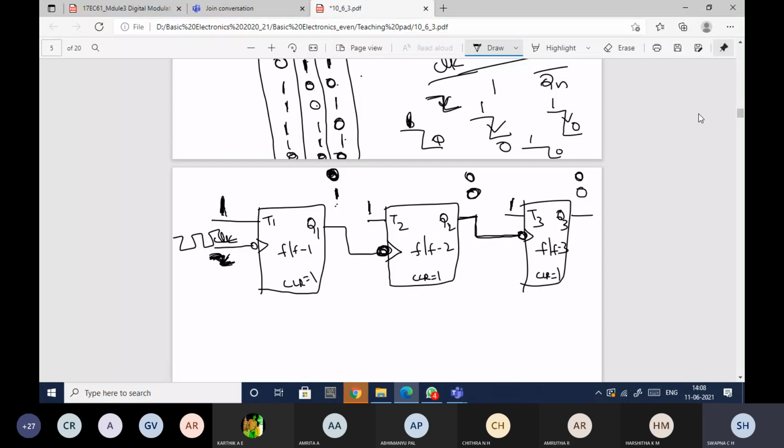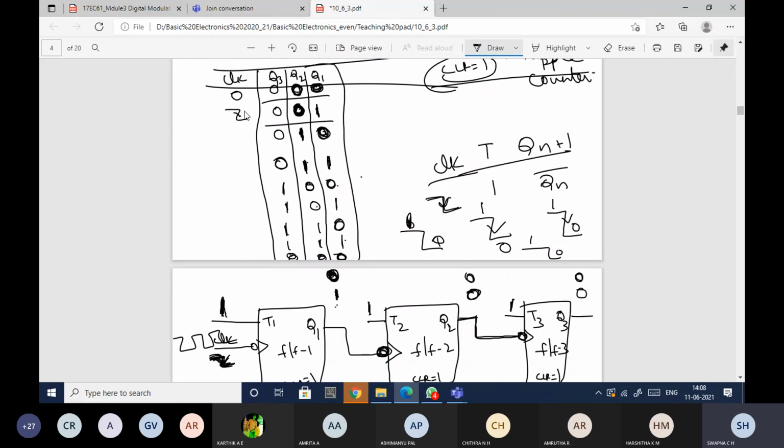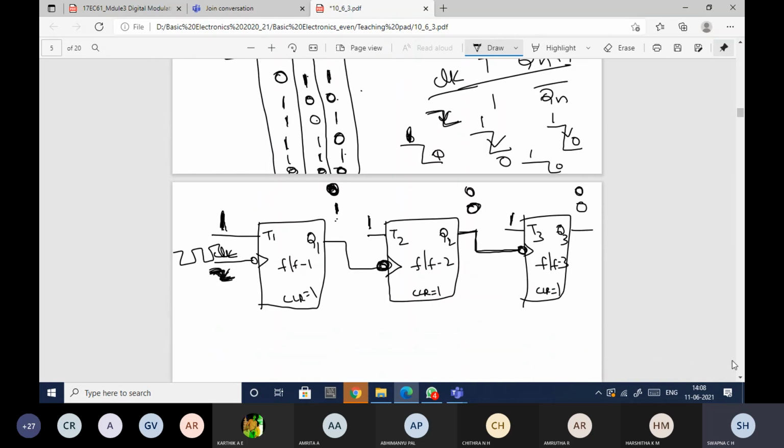I've given one clock signal, ma'am. See, I have given one clock signal, so that I've got 0, 0, 1. Now I'm giving one more clock signal. What happens to the first flip-flop output? Whether it will be same 1 only or it will change to 0. Is the question clear to you?